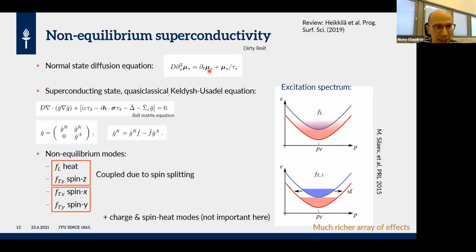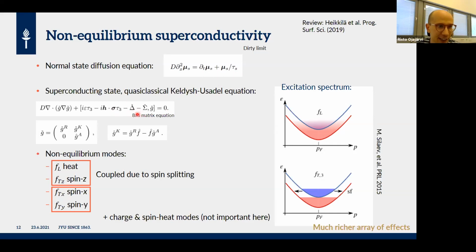And we can compare, this is basically the diffusion equation. If we were in the normal state, then the spin diffusion equation would be this simple. It just has three components for each individual spin, some diffusion constant and relaxation time.